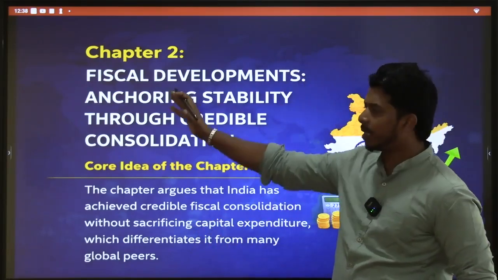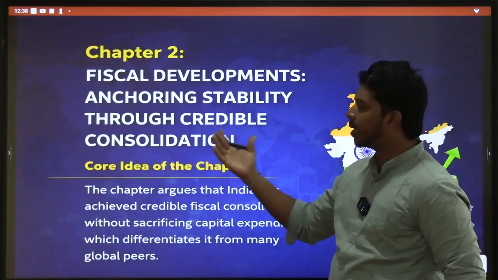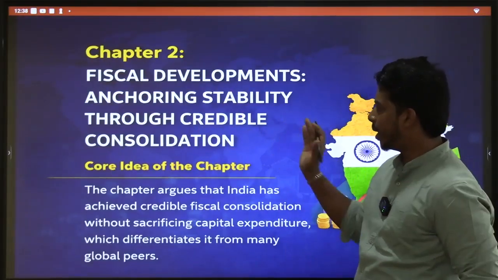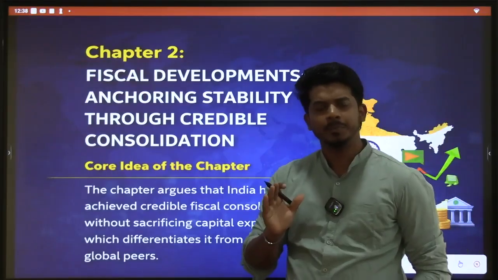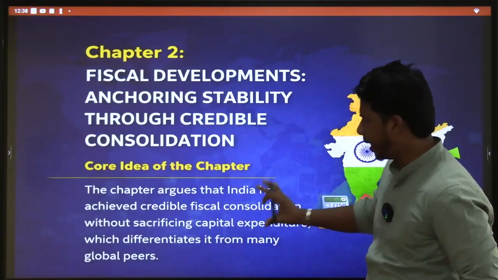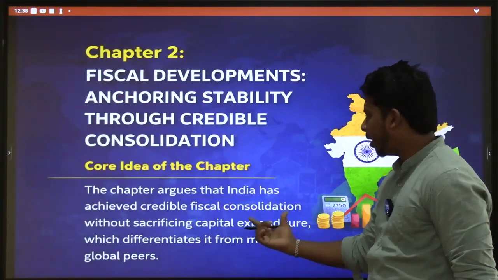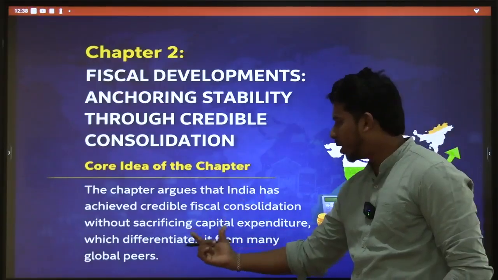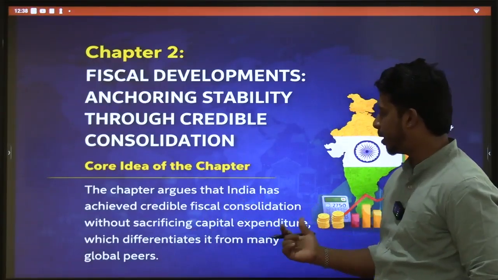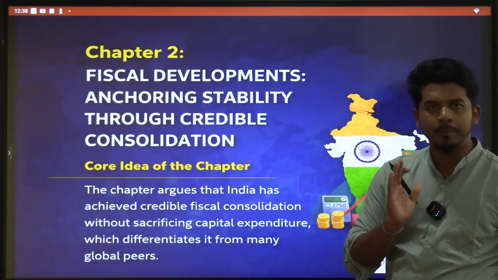The title of chapter 2 is Fiscal Developments: Anchoring Stability Through Credible Consolidation. If I have to summarize the entire chapter 2 into one core idea, this would be it. The chapter argues that India has achieved credible fiscal consolidation without sacrificing capital expenditure, which differentiates it from many global peers. So what does it mean?